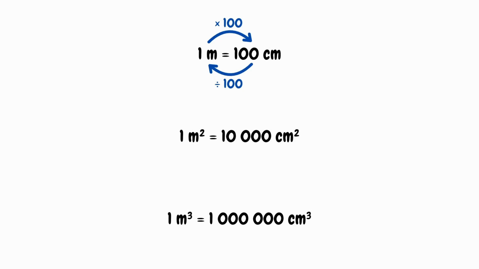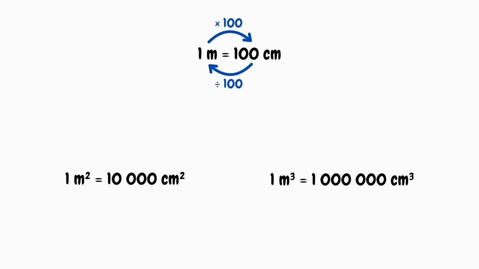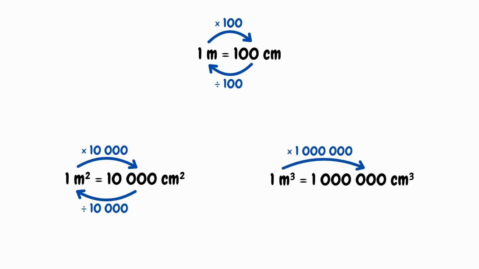And we follow the same process with the area and the volume unit conversion as well. So to get from metres squared to centimetres squared, we'd multiply by this bit on the right, so we're timesing by 10,000. And to do the opposite, to get from centimetres squared to metres squared, I would divide by 10,000. And then for the volume, to get from metres cubed to centimetres cubed, I would multiply by 1 million.